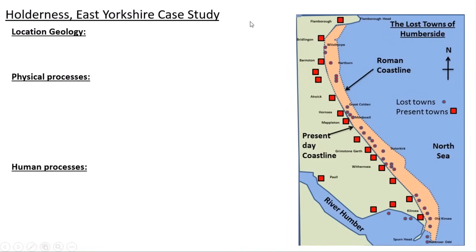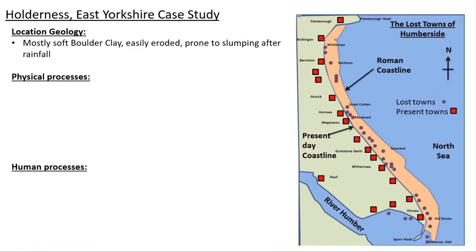So the case study we use for the coast is Holderness in East Yorkshire. This is a good case study because it's got a lot of physical and human processes going on, and there's a big amount of change going on. So the location of Holderness is mostly soft boulder clay. So the geology is mostly soft boulder clay, easily eroded, prone to slumping after lots of rainfall particularly, and in winter time. But not all of it.